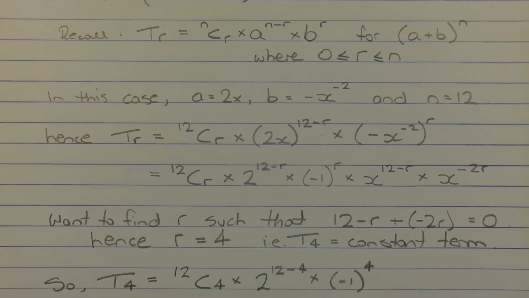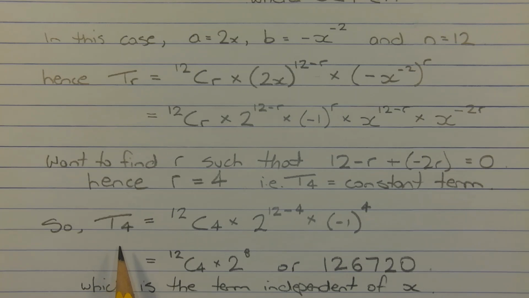Now, if we want the term independent of x, we want these two terms to disappear. So we want to find r such that 12 minus r, which is this index, plus negative 2r, which is this index here, equals 0. Since we're multiplying two terms with the same base, we add the indices. So we want the sum of these two indices to equal 0. Now in this case, r is equal to 4, solving for r here, which means that T4 is equivalent to our constant term.